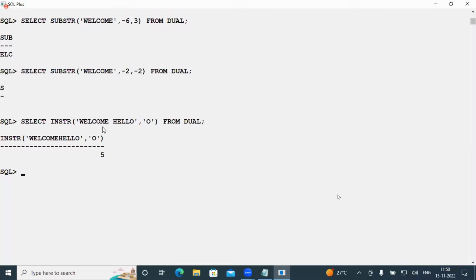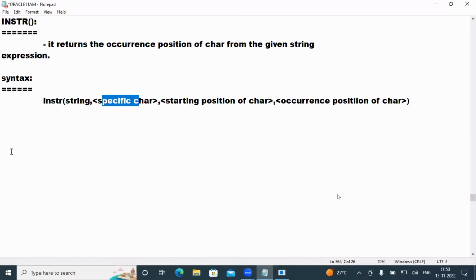Suppose you want the second O's occurrence position. You are asking, sir, I don't want the first position of O, I want the second position of O. So what is the second O's position number? Now observe. First of all, whatever expression I'm taking here, observe it first. This is an important point for you.